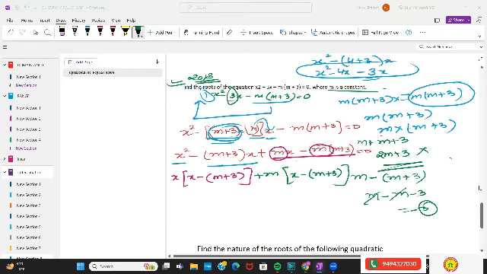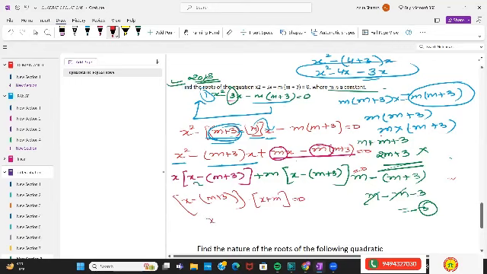Yes, ma'am. Okay. Now you can write your factors as x minus m plus 3 and x plus m. Now we have to find the roots. So you will put them equal to 0: x minus m plus 3 is equal to 0 and x plus m is equal to 0. Then the value of x will be m plus 3 and the value of x will be minus m.